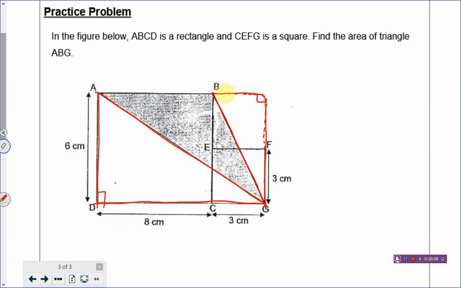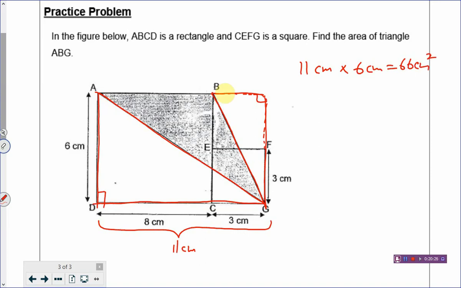Alright, so let's work out the whole area. Let's find the whole thing. So the length of this whole rectangle is 8 plus 3, 11 cm, and the breadth is 6 cm. So you have length times breadth. So the area of the whole rectangle is 66 cm square.